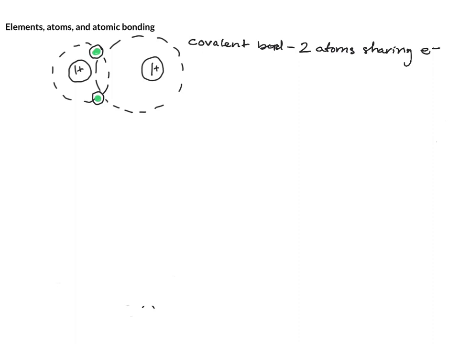Now, covalent bonds come in two flavors, if you will. So some covalent bonds, like the one I just showed you, are called nonpolar covalent bonds. And nonpolar covalent bonds exist when the two electrons are shared equally. And I'll explain what that means after I write it down here.